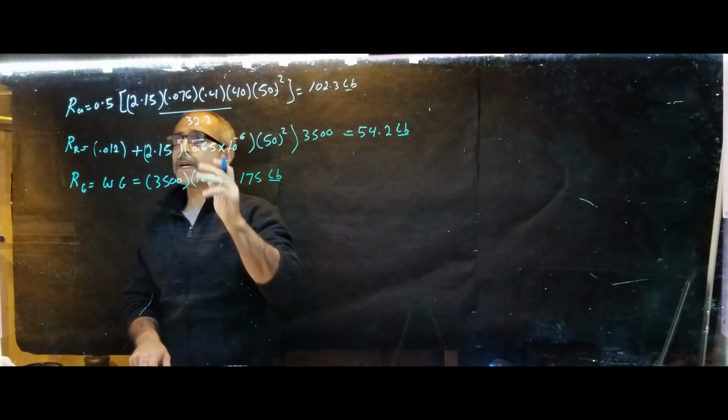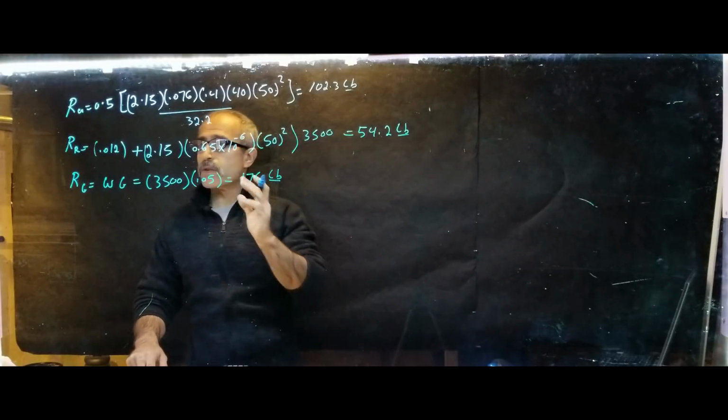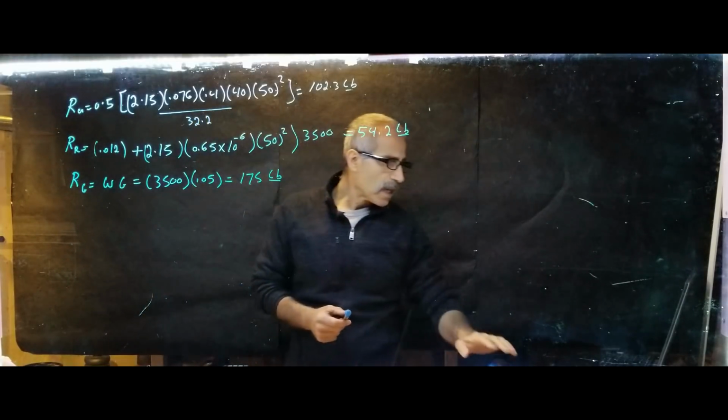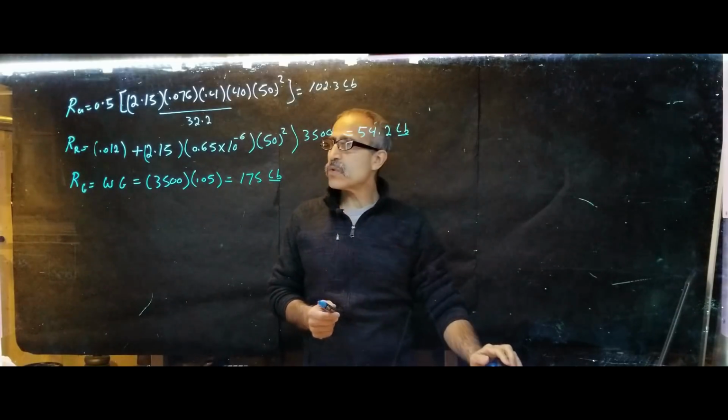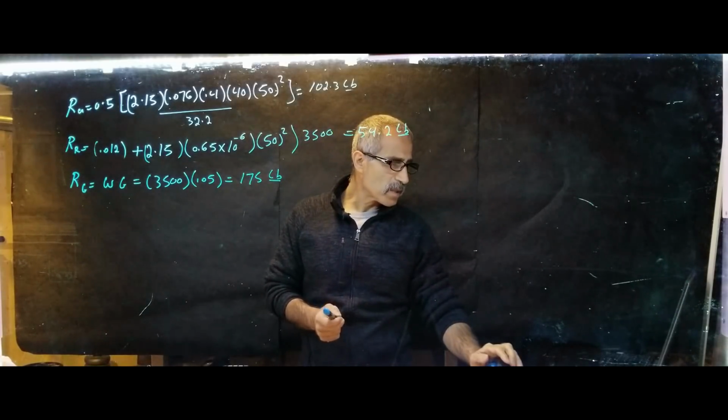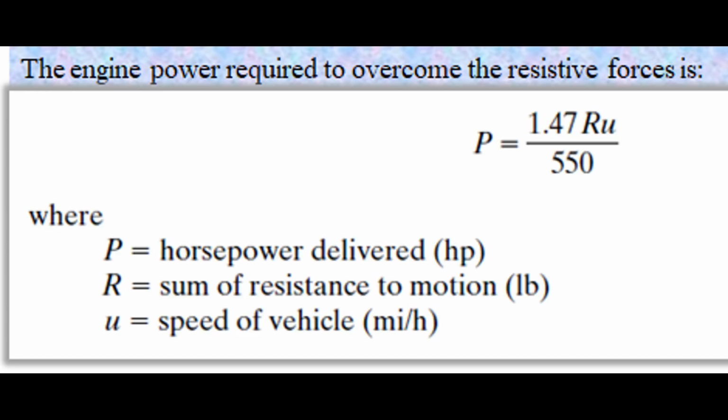All right, so we got the air resistance, the rolling resistance, and the grade resistance, and I think the next one is the curve resistance. But here they didn't give any information on the curve, so it must be a straight road, so we don't need to calculate the curve. So we're going to go ahead and calculate the power right away.